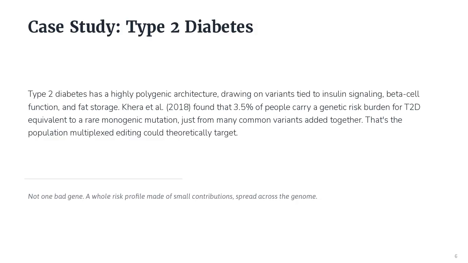Type 2 diabetes is a strong case study because it's one of the best studied polygenic conditions that we have. It draws on variants tied to how the body handles insulin, how well beta cells in the pancreas function, and how fat gets stored. Kara's 2018 paper found that 3.5% of people carry a genetic risk burden for type 2 diabetes equivalent to a rare single gene mutation just spread across many sites instead of concentrated into one. That's the population polygenic editing is theoretically aimed at. Not at one bad gene, but a whole risk profile built from small contributions.